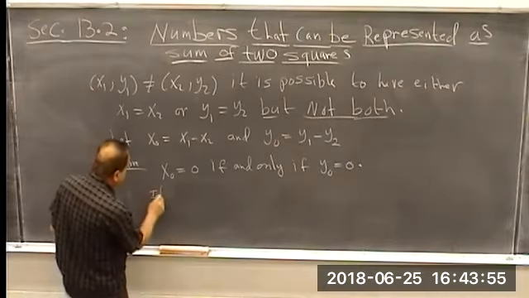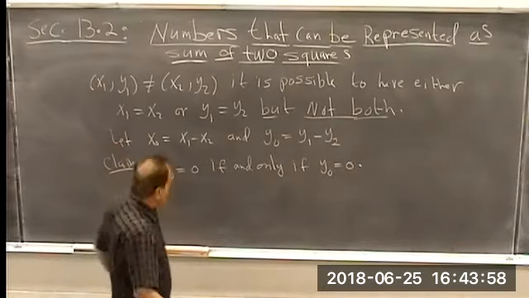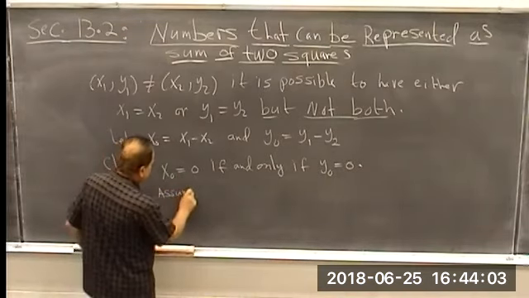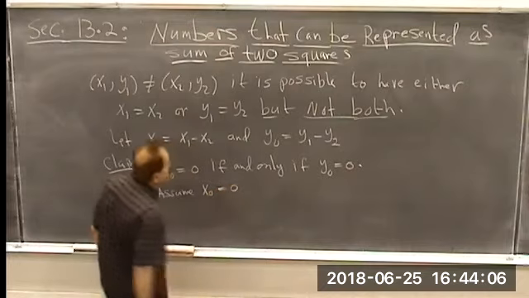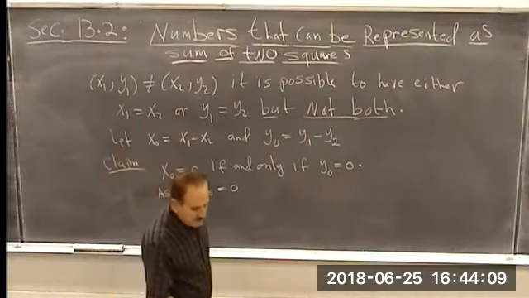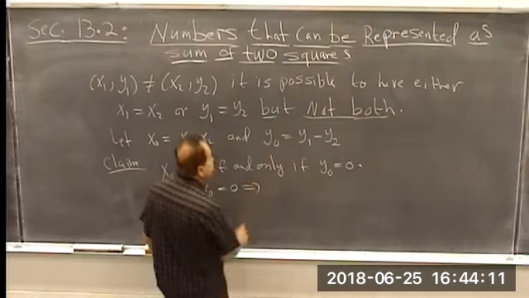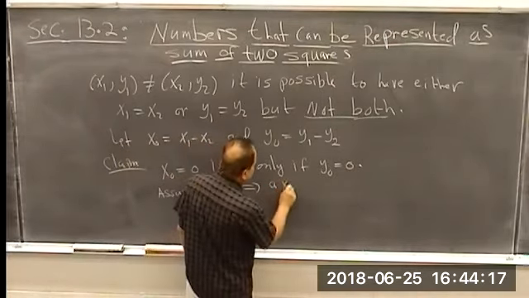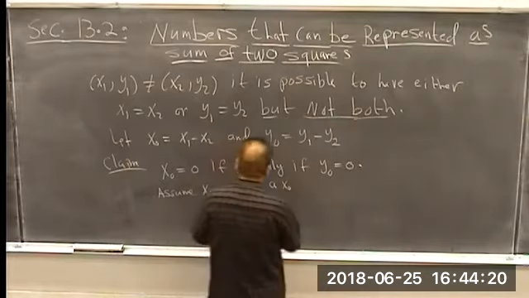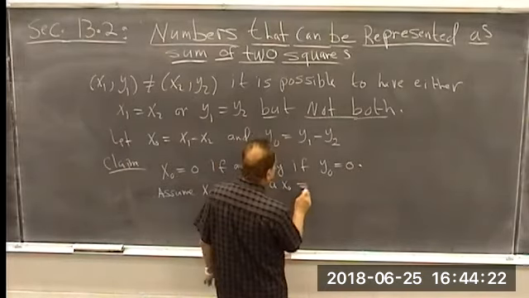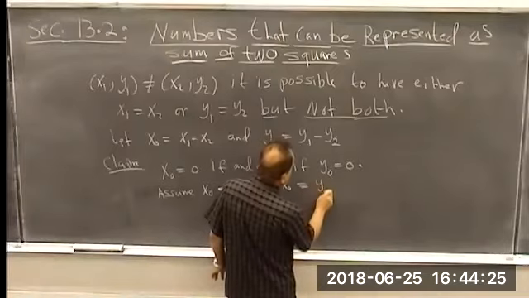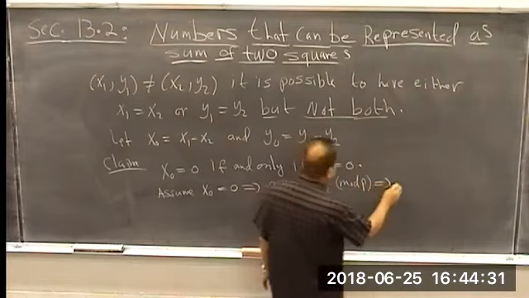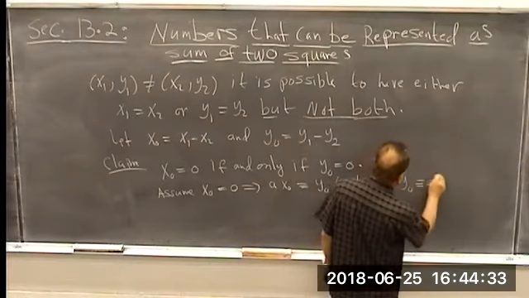If I start by assuming that x sub 0 is equal to 0, this implies that a times x sub 0, which is x1 minus x2, is congruent to y sub 0, which is y1 minus y2, mod b. So this implies y sub 0 is congruent to 0 mod b.